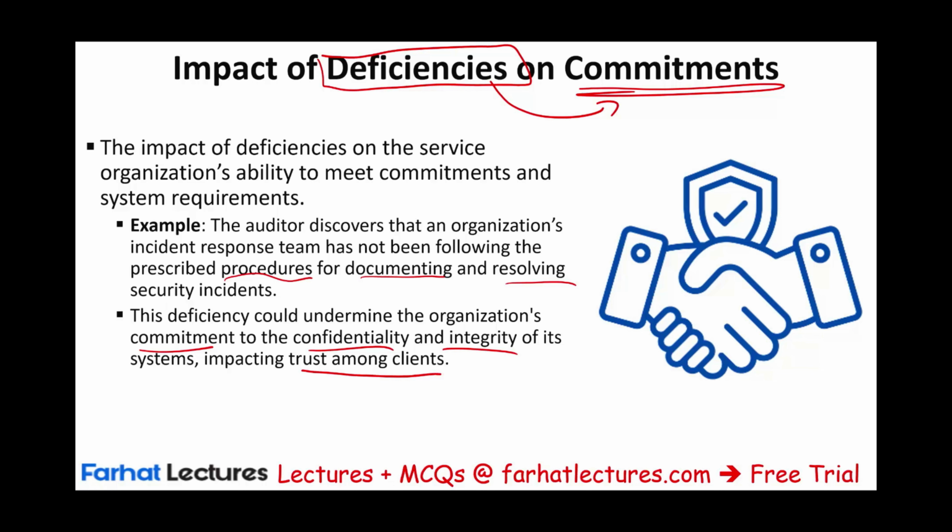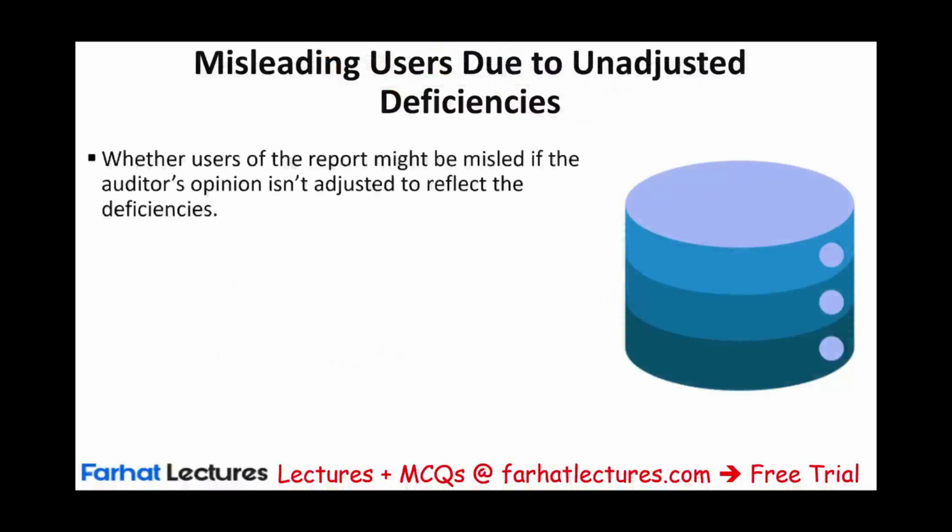So this is serious. Why? Because the deficiency itself, it's affecting your commitment, and that's serious, versus a deficiency that's minor or does not affect your service commitment or system requirements directly. Also, we have to decide whether the users of the report might be misled if the auditor opinion is not adjusted to reflect the deficiencies. So that's another thing we have to determine, whether we need to adjust the report or not.